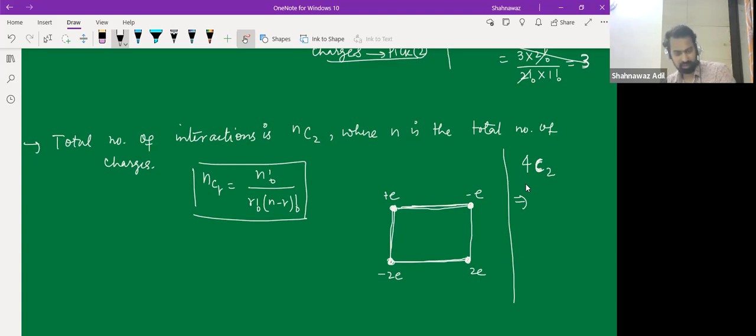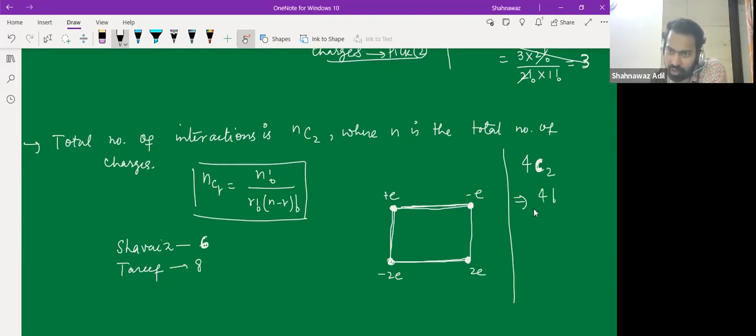Six interactions. Chavez got six interactions. Tarif, what is your answer? What did you get? We have four charges, so how many interactions would there be? Chavez is saying six. You are saying eight. Four into 2? It is 4C2, not 4 into 2.